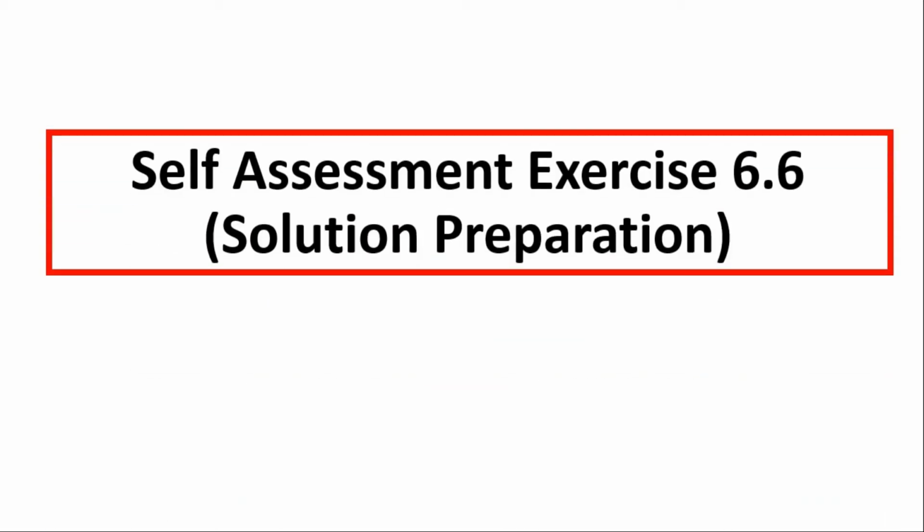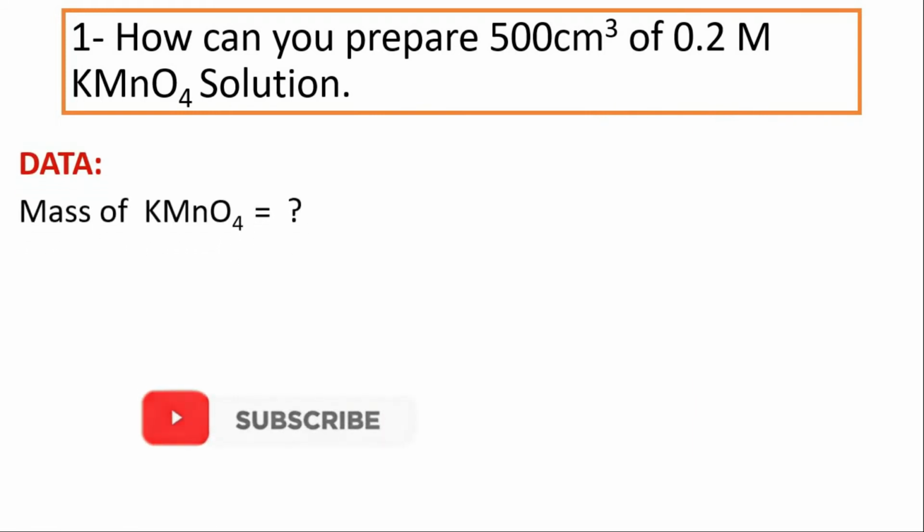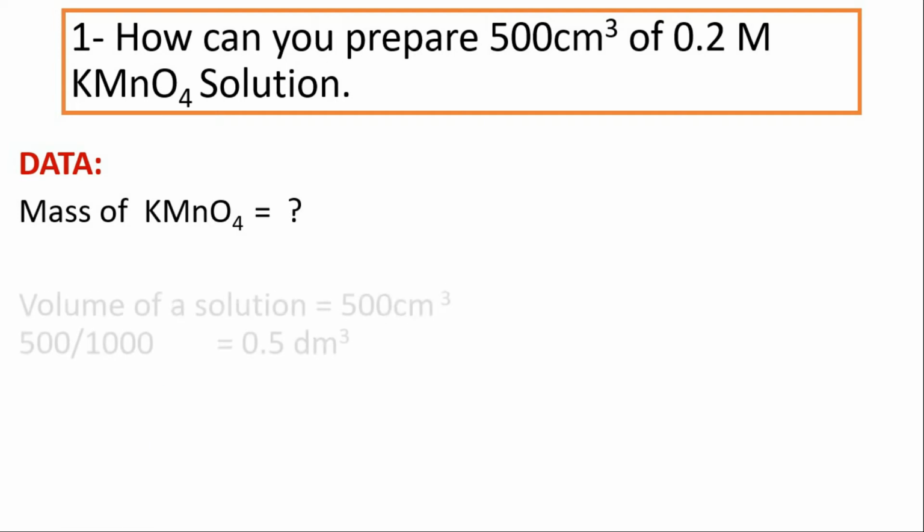Now self-assessment exercise 6.6 solution preparation. The first question of self-assessment exercise 6.6 is how can you prepare 500 cm cube of 0.2 molar KMnO4 solution. So it would be same as we have discussed before. So the data is mass of KMnO4 we don't know.